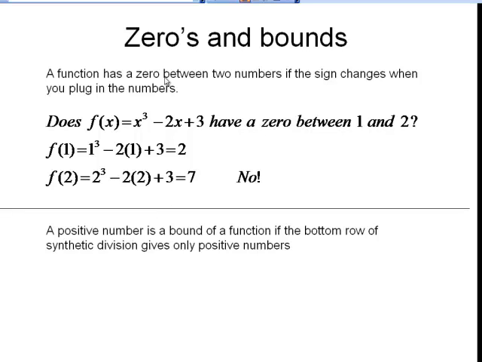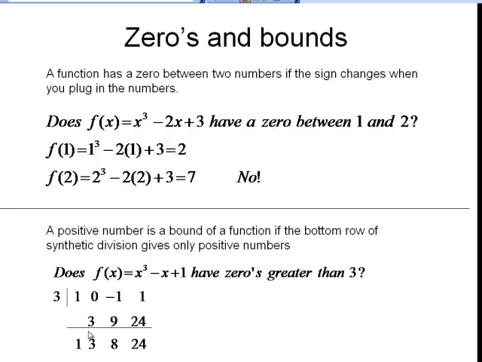Okay, and the final thing is a bound. Positive numbers are an upper bound if, when you do synthetic division, all of the numbers turn out to be positive. Well, if you take this same polynomial and find out, is 3 a bound? Are there any zeros bigger than 3? You do a synthetic division. 1, 3 gives you 3, plus 0 is 3, 3 times 3 gives you 9, minus 1 is 8, and 3 times 8 is 24. That last one should be 25. They're all positive, so yes, it is a bound. There are no zeros greater than 3.